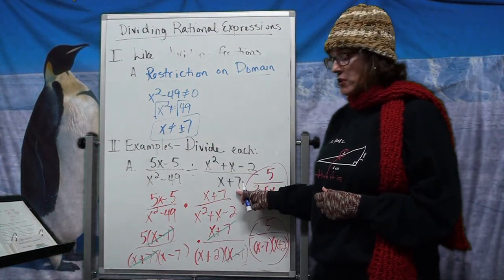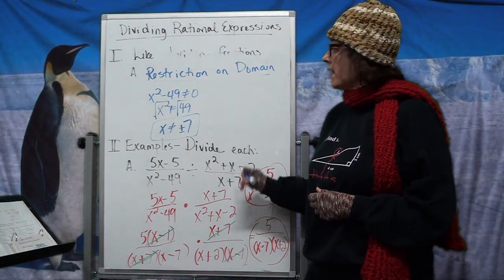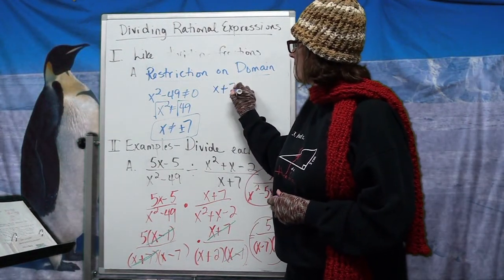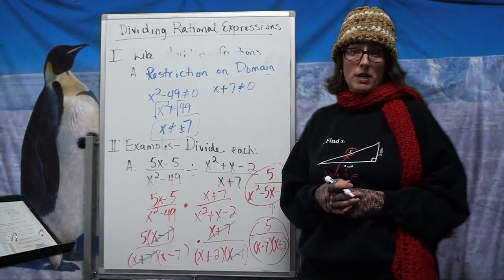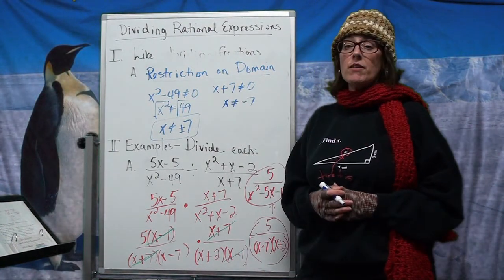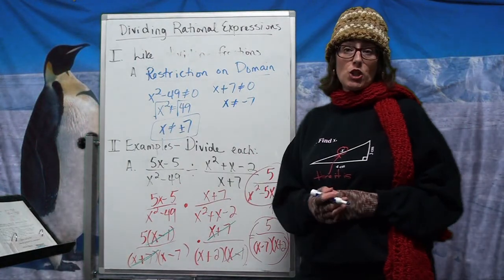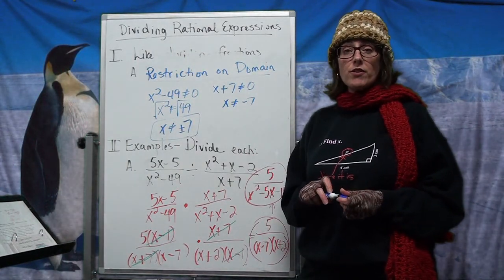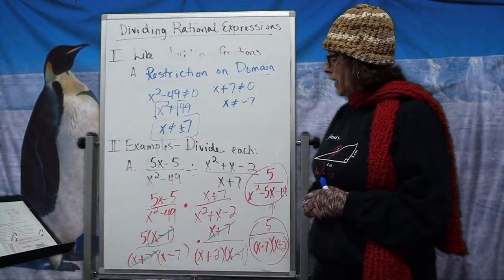But recall I also had a denominator down here. Now if that x plus 7 ends up as 0, which I don't want to happen, then that would mean that x had better not be a negative 7, which had already been mentioned right here. So I've got that one covered. But notice what happens here.